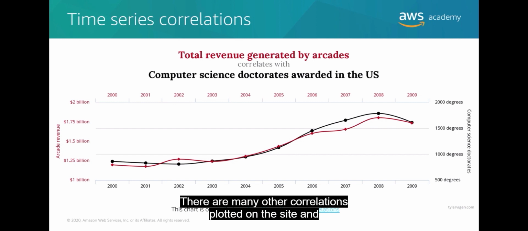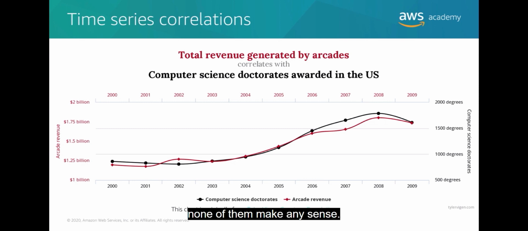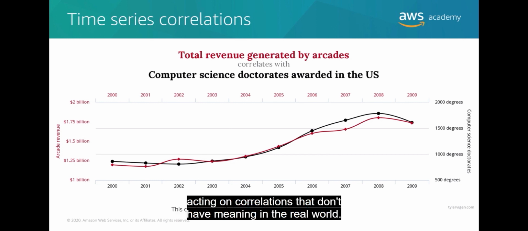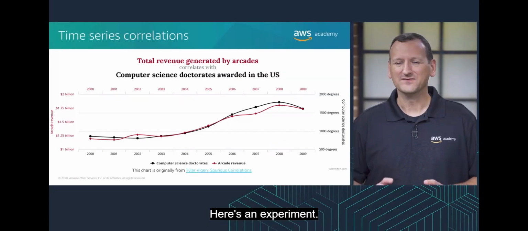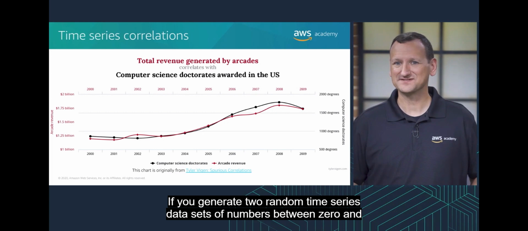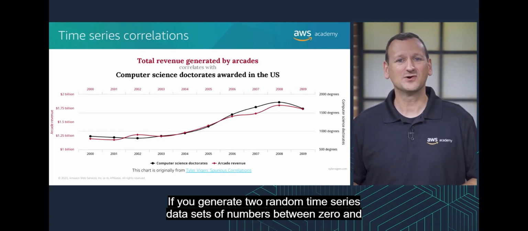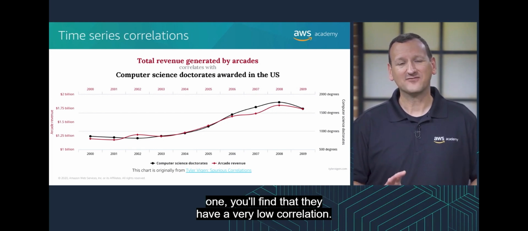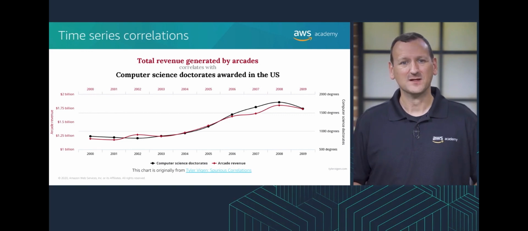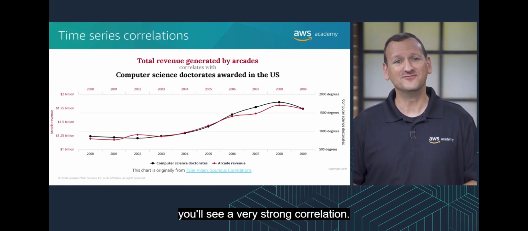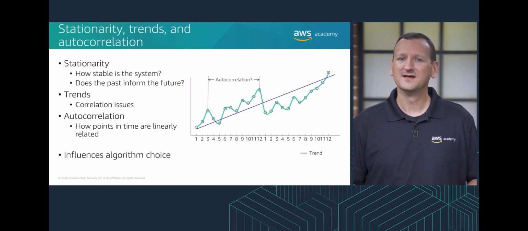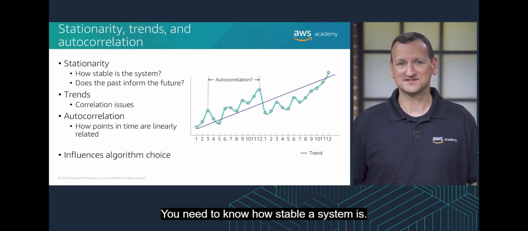There are many other correlations plotted on the site, and none of them make any sense. With your own data, be careful that you're not seeing and acting on correlations that don't have meaning in the real world. Here's an experiment. If you generate two random time series data sets of numbers between 0 and 1, you'll find that they have a very low correlation. But if you introduce the same slope to both data sets, you'll see a very strong correlation. You need to know how stable a system is.